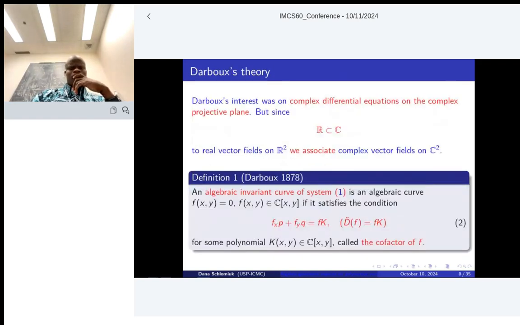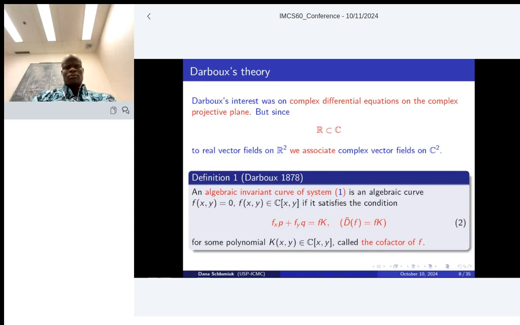Now, Darboux's interest was in complex differential systems on the complex projective plane, but since real systems are part of the complex systems, to a real vector field we can associate a complex vector field on C2. And Darboux gave the formal definition for an invariant algebraic curve.